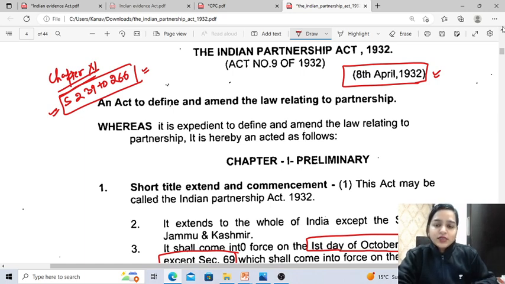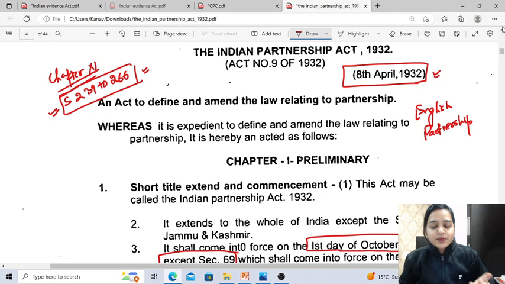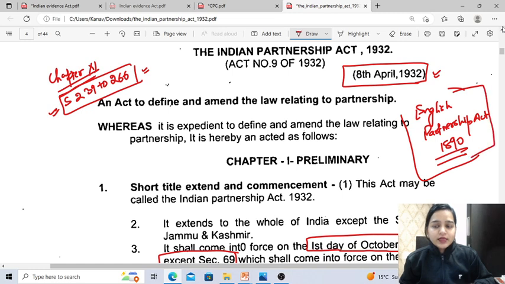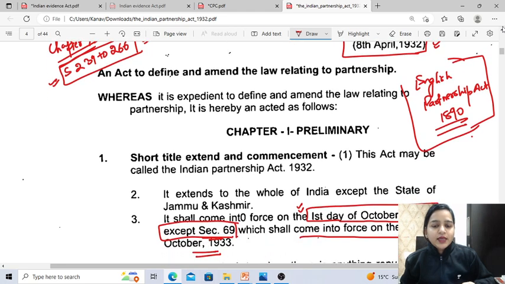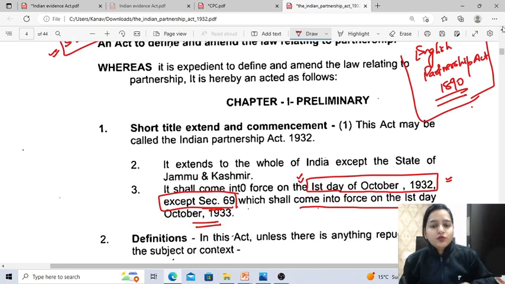But ये जो provisions थी, these provisions were neither adequate nor satisfactory. So that's why these provisions were repealed, and with the development of trade in India, the necessity of a new legislation was deeply felt. So this Indian Partnership Act is based on the English Partnership Act 1890. When this Act came into force, as we have already seen, it came into force on 1st day of October 1932, except Section 69, which came into force on 1st day of October 1933.